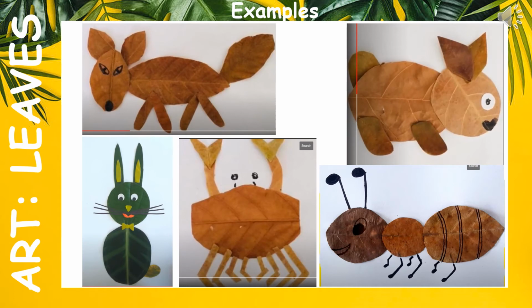Okay, so here are a few examples of the types of designs you can make. So you'll see there's an example of a fox. There's an example of a bunny. There's a little rabbit, 2 different designs. There's a really cool crab, and there's even an ant. So you can really be creative.